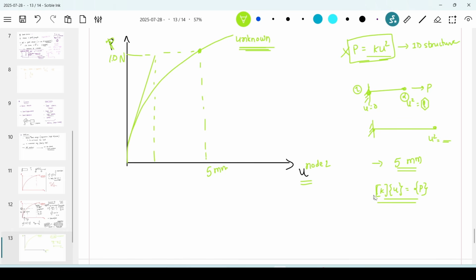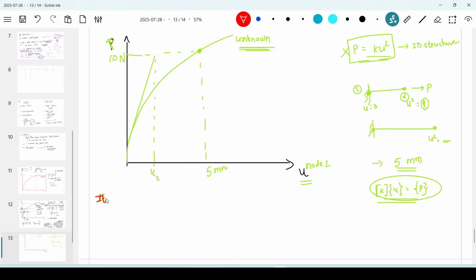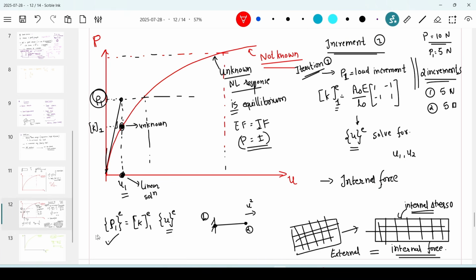When I use this, I get this output. This is linear, right? So when you solve this equation at first, you get this output. This is where we want to go actually, but we get this one. This is for iteration 1.